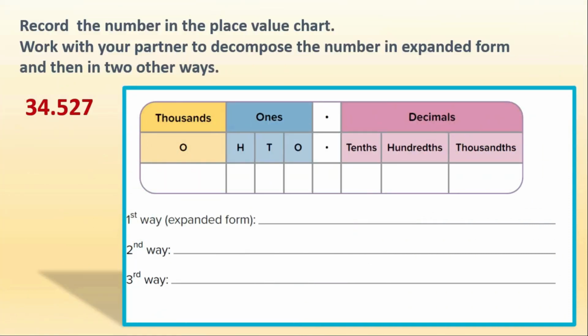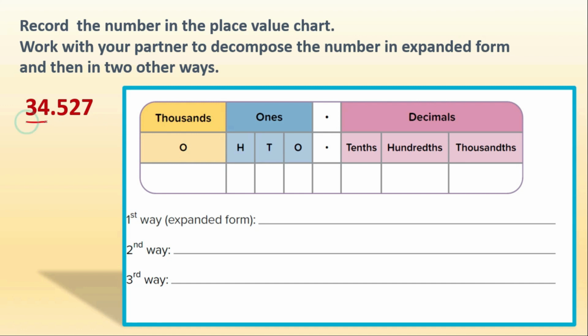The next question: record the number in the place value chart. Work with your partner to decompose the number in expanded form and then into other ways. Okay, يعني كل قصة عايزك تعمل decompose in 3 ways. Okay, the first step: write the number in the chart. Write each digit in its value.